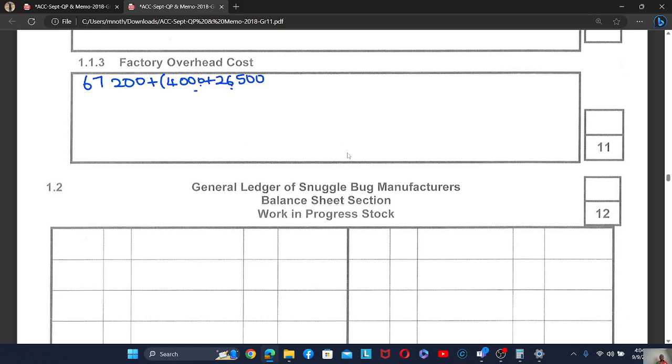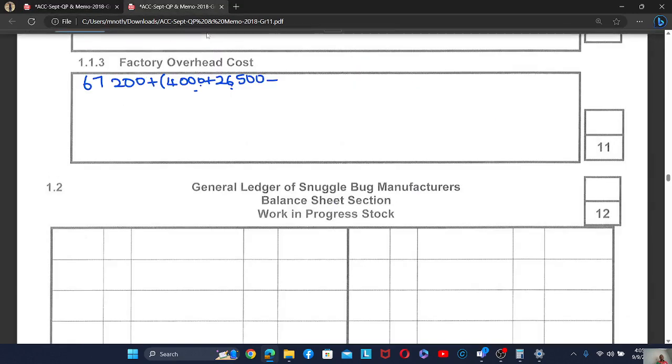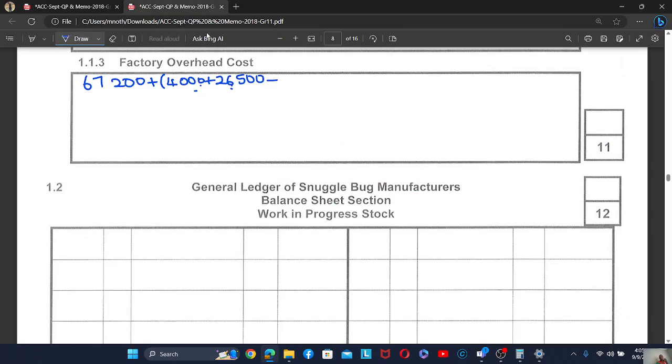That we used more. Yes, it means that we used some of the indirect material. Because if we're adding these two, it is supposed to be 30,500. But then we are seeing that at the end of the year, it is 5,100. So this means that we used some of the indirect material. To find how much we used, we need to subtract the leftover of 5,100.